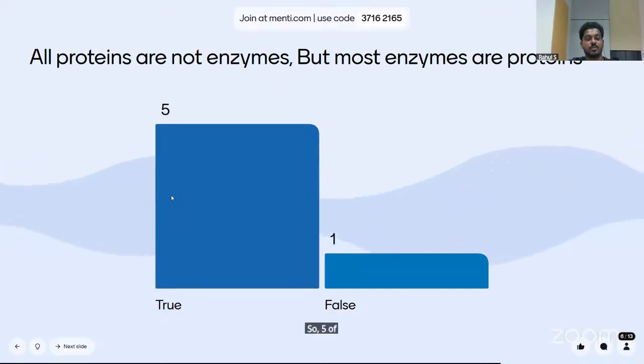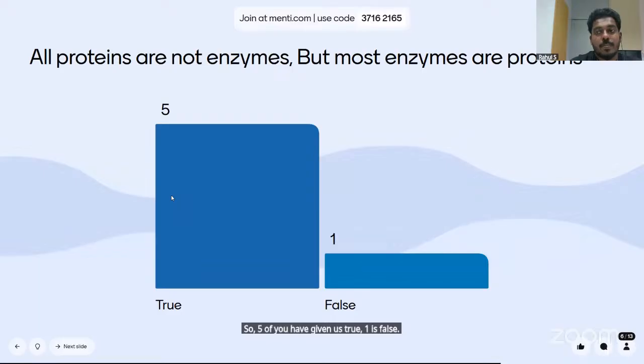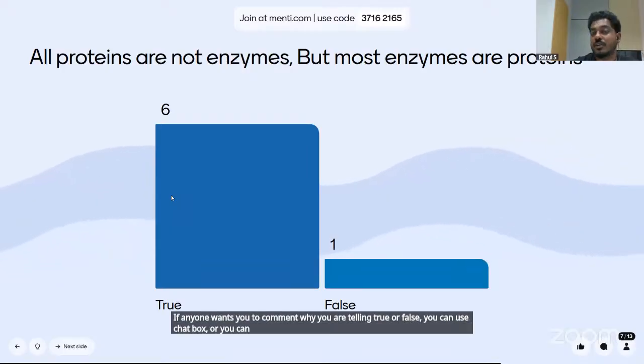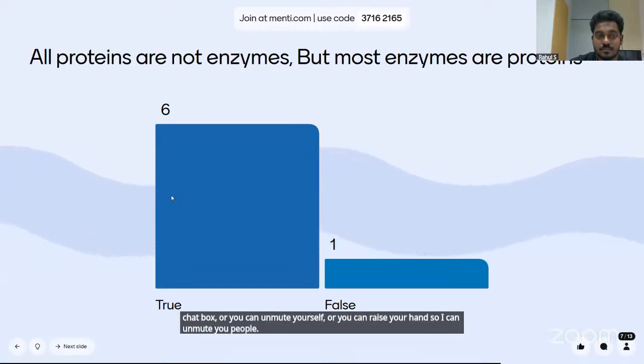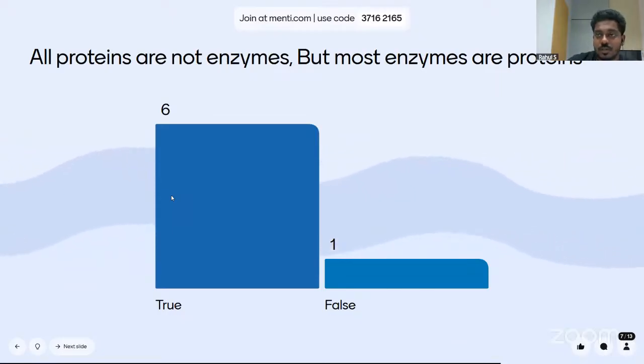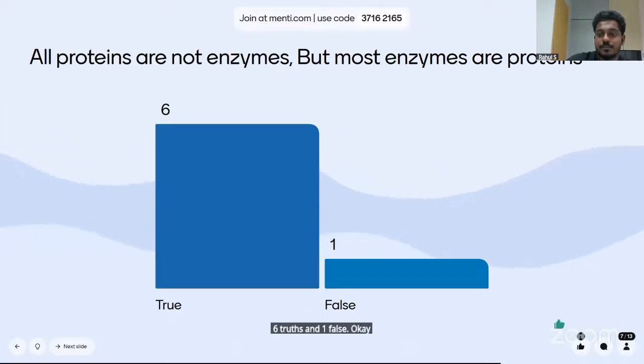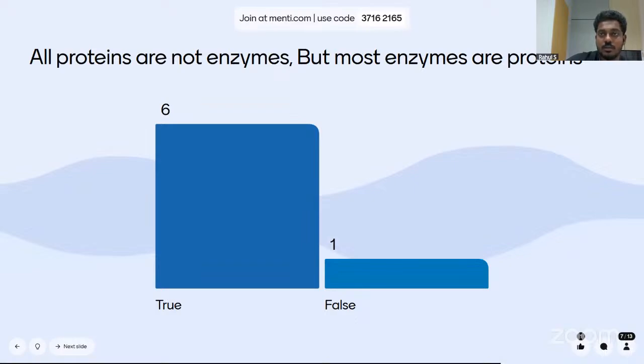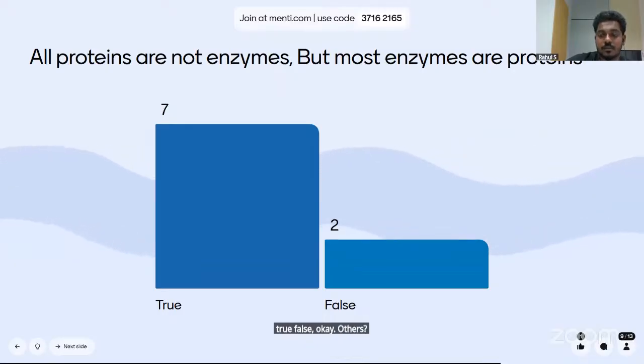So 5 of you have given us true, one is false. If anyone wants to comment on why you are telling true or false, you can use the chat box, or you can unmute yourself, or you can raise your hands. I can unmute you people. 6 trues and 1 false. Okay. Two false. Okay. Others? Nice. So yeah.